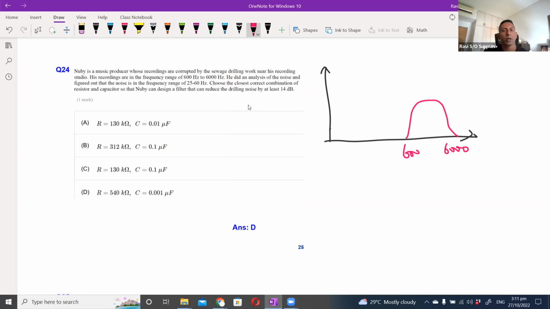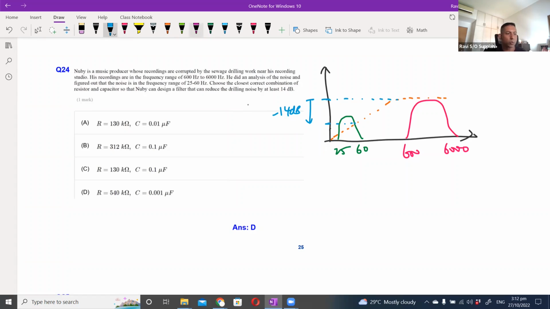And what you do not want, the noise, is in the range of 25 to 60 hertz. So the noise is somewhere here, 25 to 60 hertz. And what I want is the noise to be reduced by at least 14 dB. So the response of the frequency must be something like this. If I were to extend this, from the pass band till I hit 60, here to here must have gone down by at least 14 dB. That means when I hit 60 hertz, I should have gone down by at least 14 dB. That is the only thing.